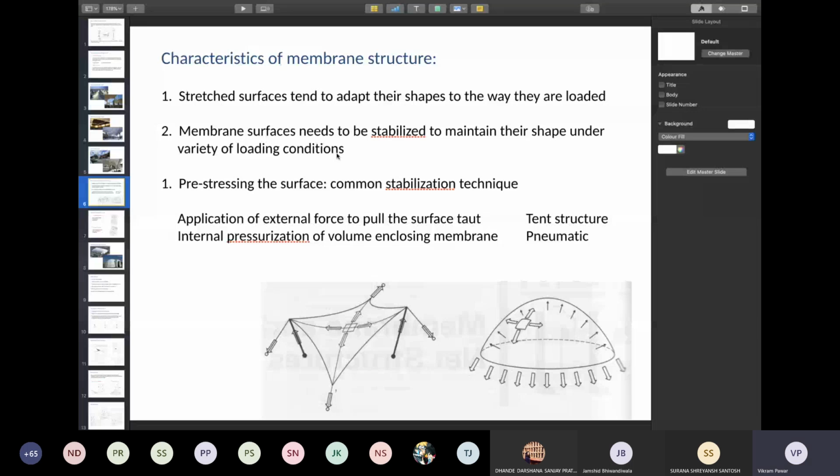So the diagram below gives you an idea. The left one is a tent structure. This one is a pneumatic structure. In this, the tension is created, or pre-stressing is done, by pulling these cords diagonally in two different directions.